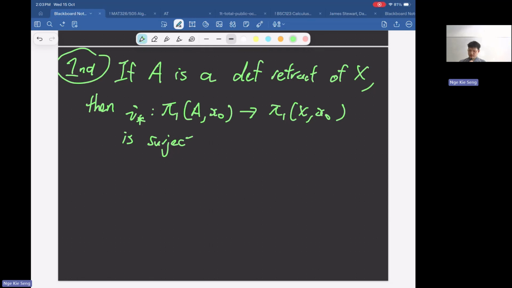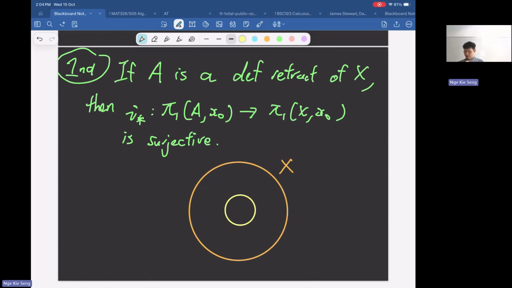And then that day, I drew a picture, an annulus. So we got an X here, okay? And then we got the smaller circle in the annulus, let's call it A. So let's choose some deformation retract in this way. Okay, so what's a deformation retract? You can think of it as a homotopy from the identity map to a retraction.